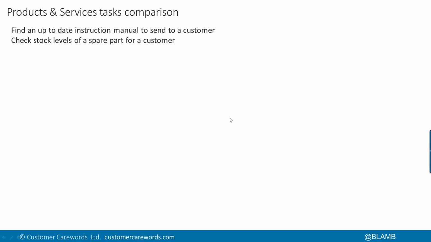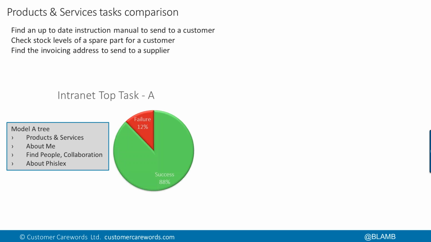This is what we mean by product and services type tasks. It's finding an up-to-date instruction manual for a customer, checking stock levels of a spare part, finding the invoicing address to send to a supplier. And here's what happened in Model A. 88% of people presented with those tasks chose the correct answer in our tree.